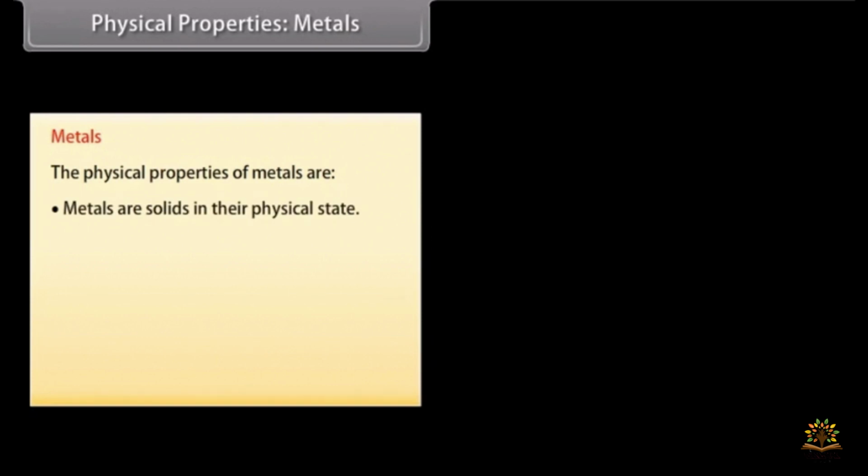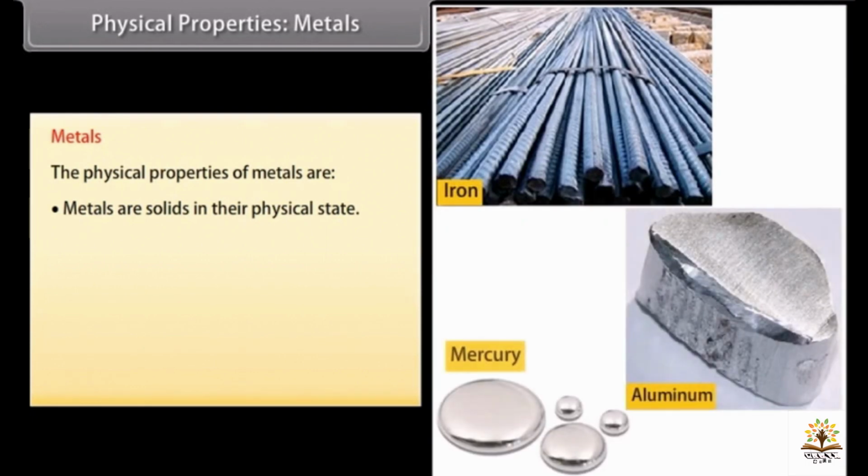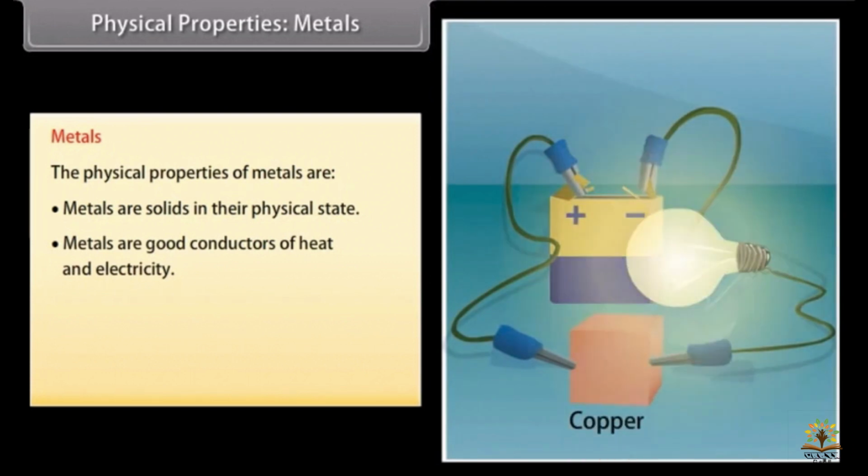Metals are solid at room temperature. For example, iron, aluminium. Only mercury is liquid metal. Good conductors of heat and electricity. Metals are good conductors of electricity as they have free electrons. For example, silver and copper are the best conductors of heat and electricity, whereas lead is the poorest conductor of heat.